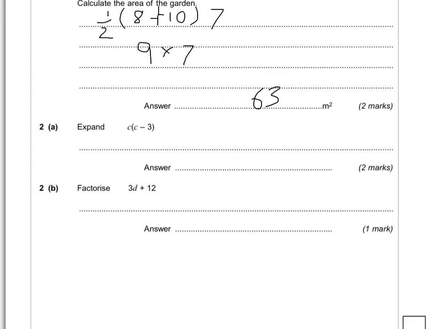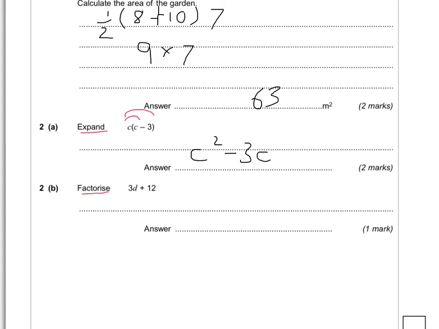Question 2 is algebra. Firstly you have expanding, then you have factorizing, which are really the reverse process of each other. So expanding a bracket like this just means doing c times c and c times minus 3. And remember, it's multiplications, so it's c squared is c times c, take away 3c, not c3.